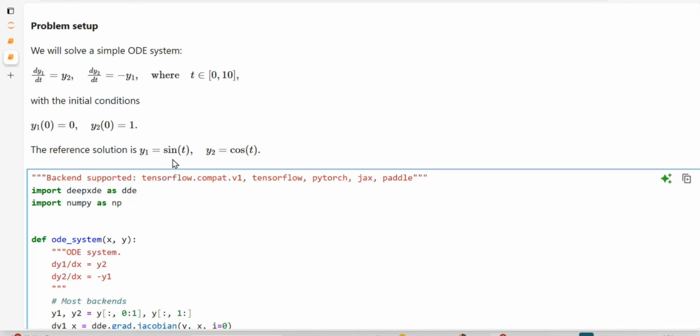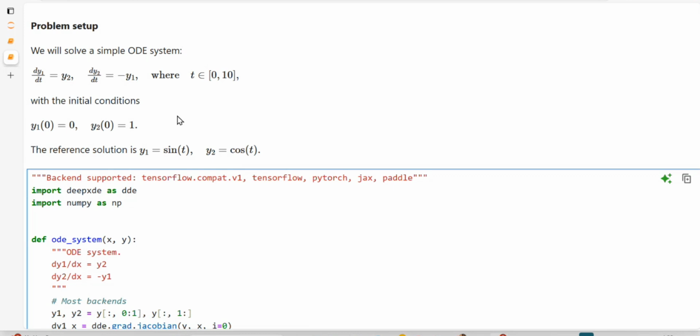And the reference solution is for y1. Since there are two solutions, one is y1 and another one is y2. So the two solutions are given as sine t and cos t. Remember that we are going to solve this system of equations with a physics-informed neural network, which is a kind of machine learning that solves ODEs and PDEs.